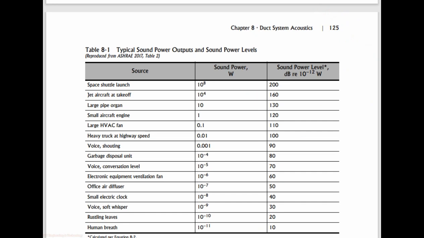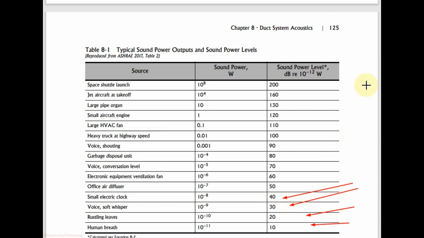When we select the grill and diffuser, one question arises in our mind: what is the meaning of this sound level? How do we recognize it? So this table will help you to understand this. The NC level 10 is the same as a human breath. NC level 20 is the same as rustling leaves. NC level 30 is like a whisper. NC level 40 is the same as a small electric clock.